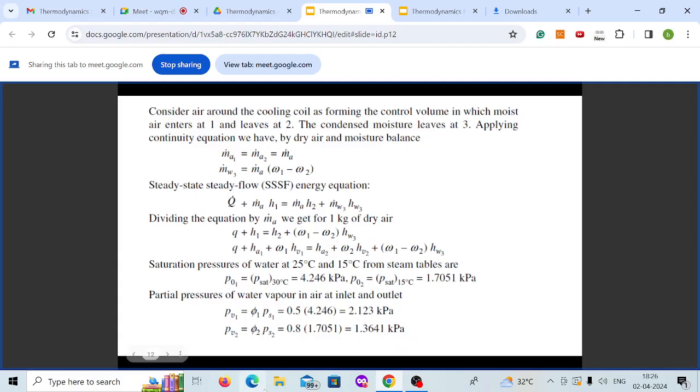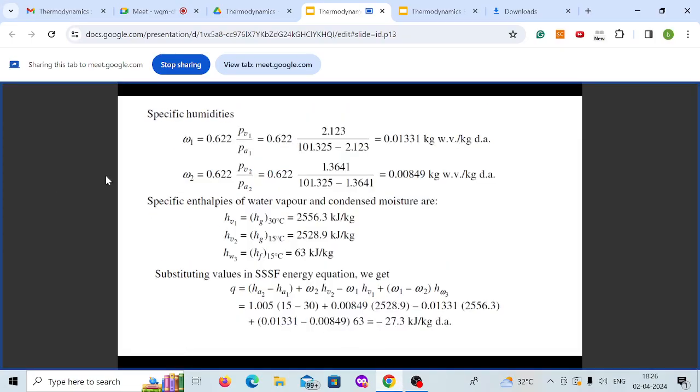So now you know the partial pressure of water vapor in air at inlet and exit. Using that we can find the total pressure, and so the specific humidities. Omega 1 is 0.622 PV1 by PA1. Substituting the values at inlet, we get the specific humidity as 0.01331, and omega 2 as 0.00849. If you see, your specific humidity has gone down.